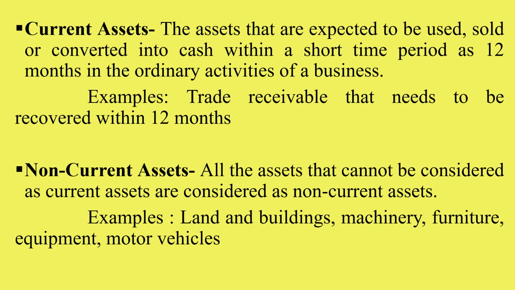So what are non-current assets? All the assets that cannot be considered as current assets are considered as non-current assets, such as land and buildings, machinery, furniture, equipment, motor vehicles, like that. That means they can be used for more than a 12-month period, a long time period. Those are non-current assets. So I hope you got a better understanding about assets.